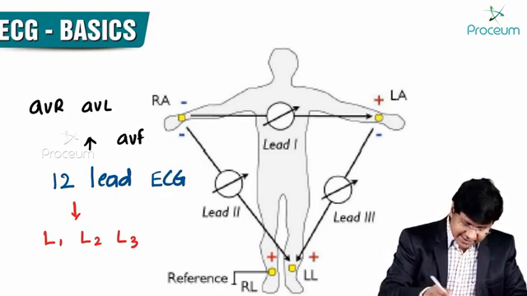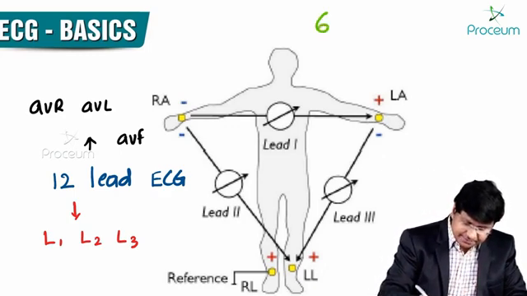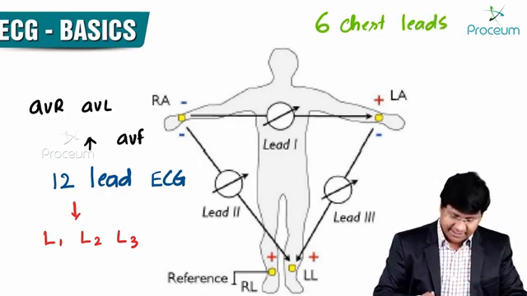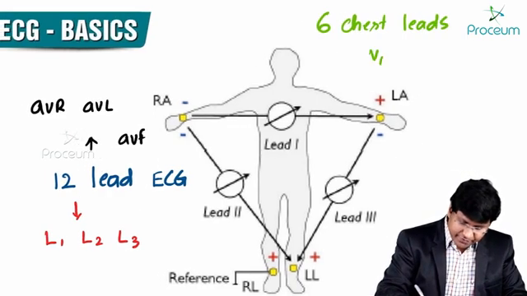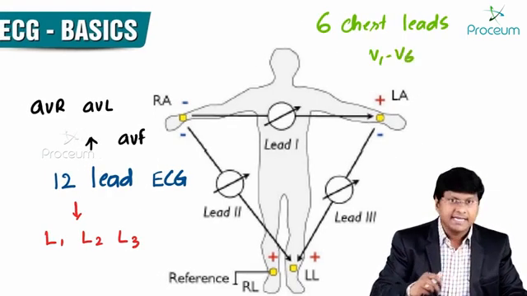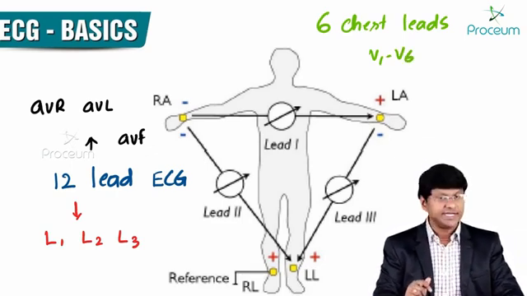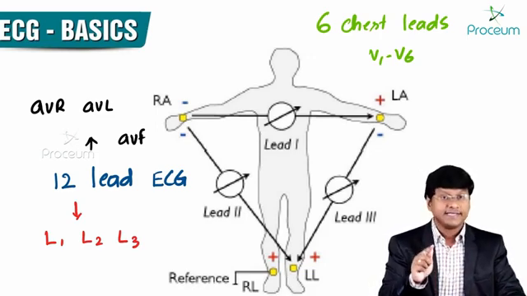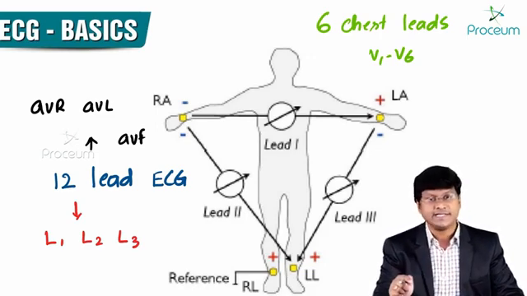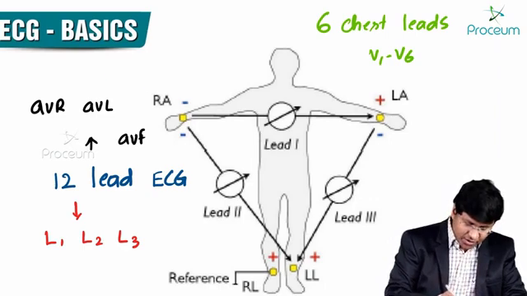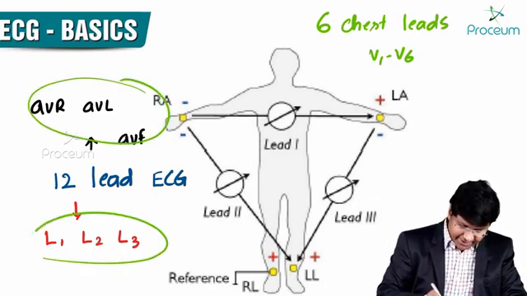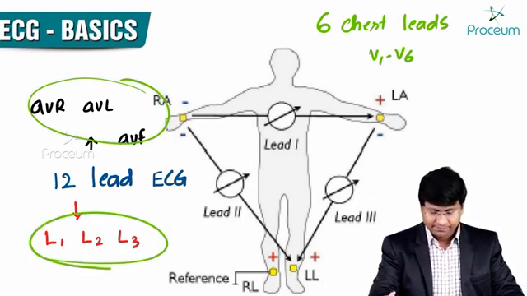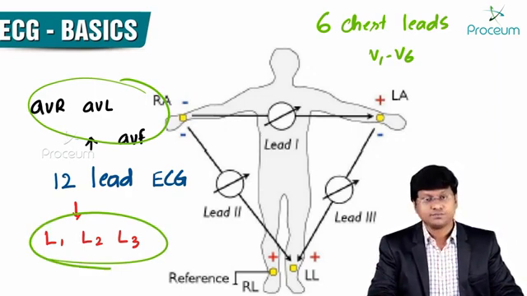Then we have 6 chest leads. And what are your chest leads? That includes V1 to V6. I'll discuss these leads in detail. But remember, the ECG we do is a 12 lead ECG: 3 augmented leads, 3 limb leads and 6 chest leads.